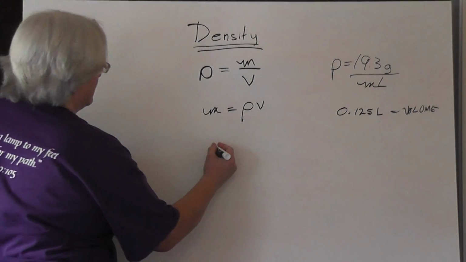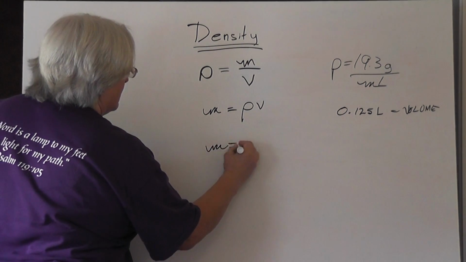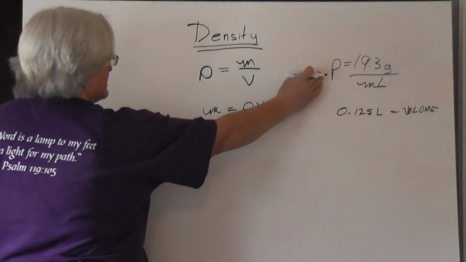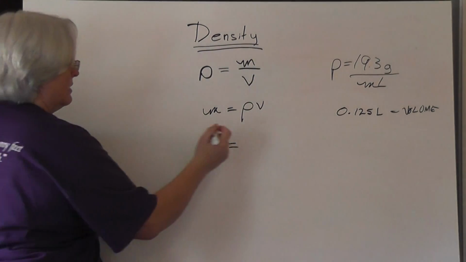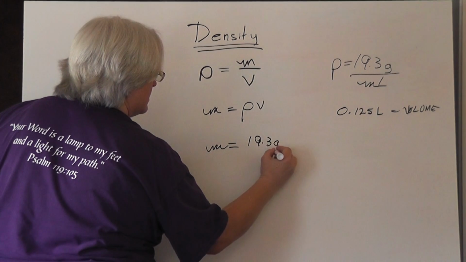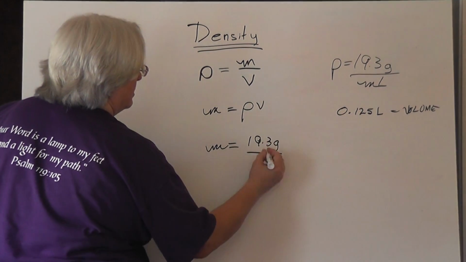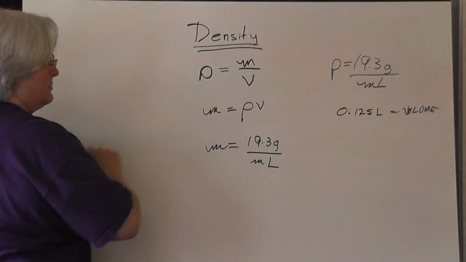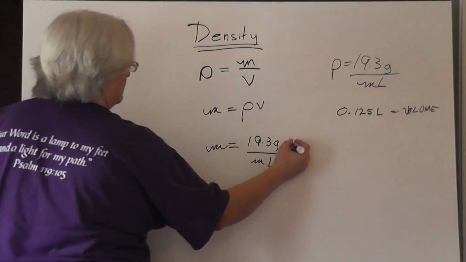Okay, so what's the mass? Well, the mass is what we're trying to find. What's rho? Okay, rho is this p thing, and what's its value? 19.3 grams per milliliter. And we want to multiply it by the volume. What volume do we have?